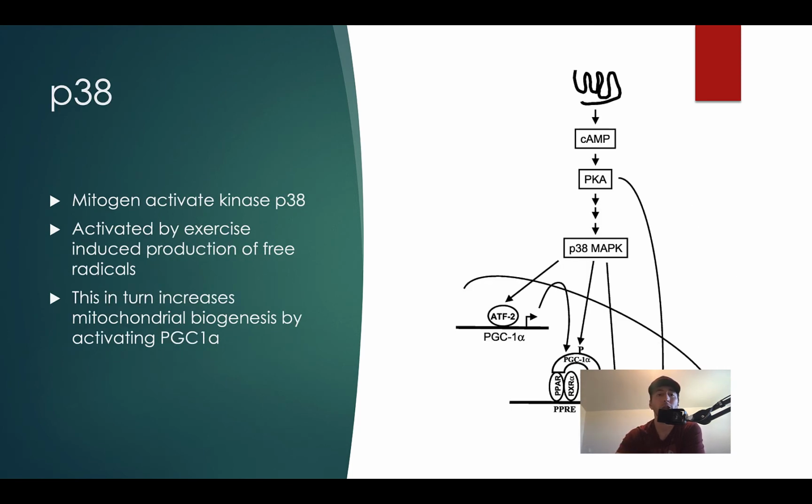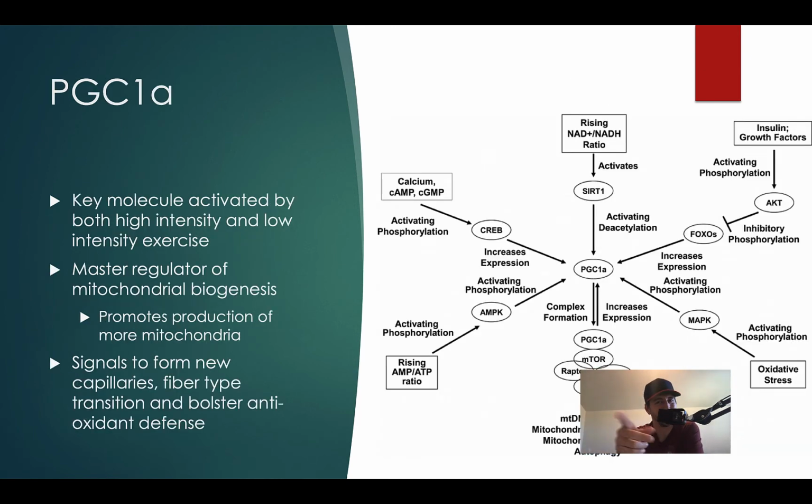P38, or mitogen activated kinase P38, is going to use the cyclic AMP second messenger system, which, if you go back, essentially you have cyclic AMP, activates protein kinase A, and then you go through a series of things, and you actually activate P38 MAPK. And what that is going to do is it's going to go into the nucleus. This is going to be the nucleus right here, and it's going to increase the transcription factor, the gene editor, PGC1 alpha.